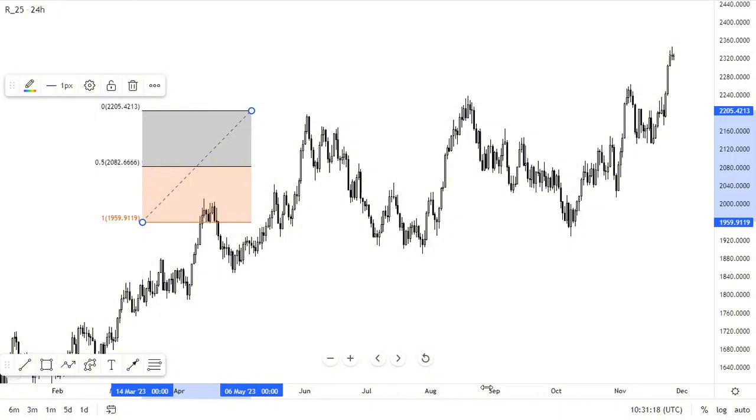Then another thing I use Fibonacci for is to recognize my premium and discounts at a PO high. You can just mark out a PO high and then you are expecting the market to use the wick of the PO high for a continuation.